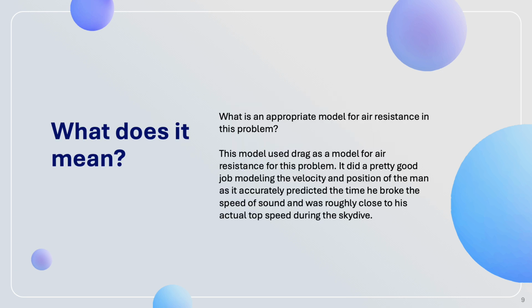What does it mean? What is an appropriate model for air resistance in this problem? This model used drag as a model for air resistance. It did a pretty good job modeling the velocity and position of the man, as it accurately predicted the time he broke the speed of sound and was roughly close to his actual top speed during the skydive, as we saw in the velocity versus time and position versus time graphs.